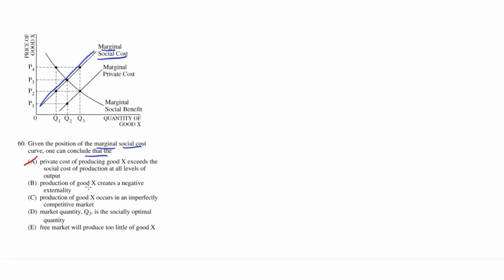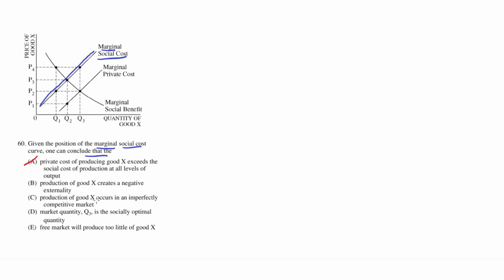B. Production of good X creates a negative externality. This seems to be the correct answer because the marginal social cost is shifted to the left compared to marginal private cost, meaning that it costs more in societal cost as compared to the private cost. Because of this, there's a negative externality produced. So B seems to be the correct answer.